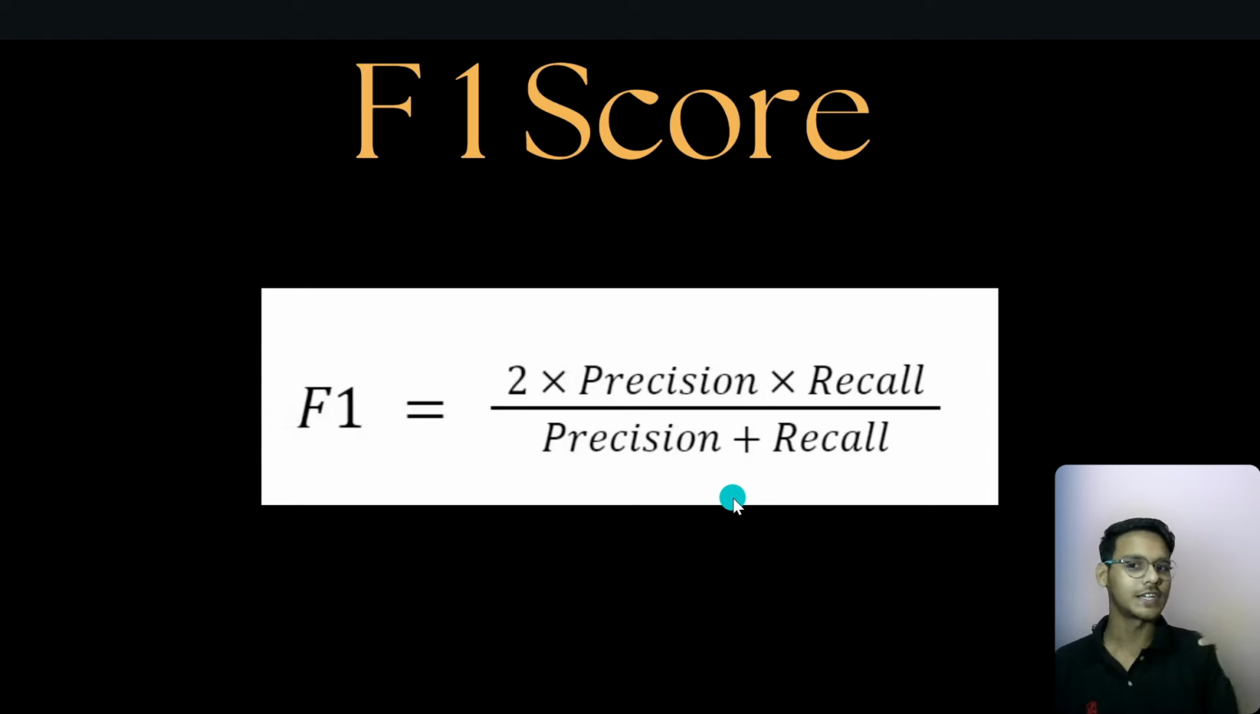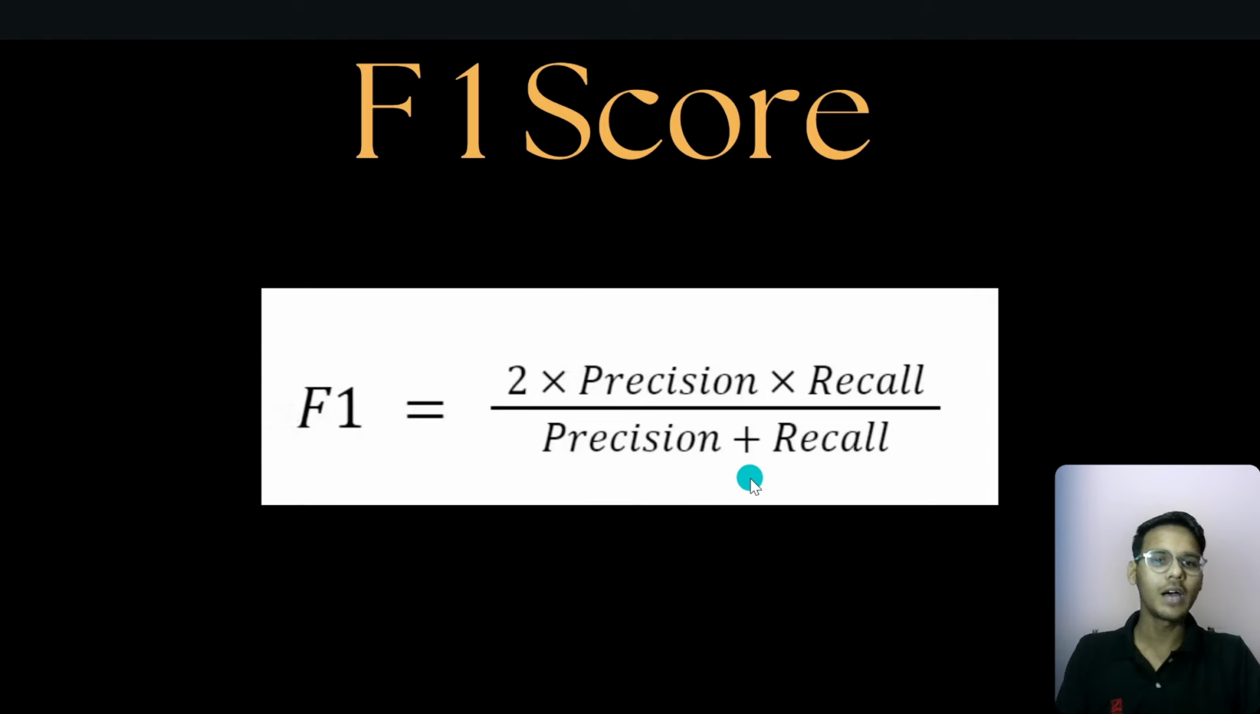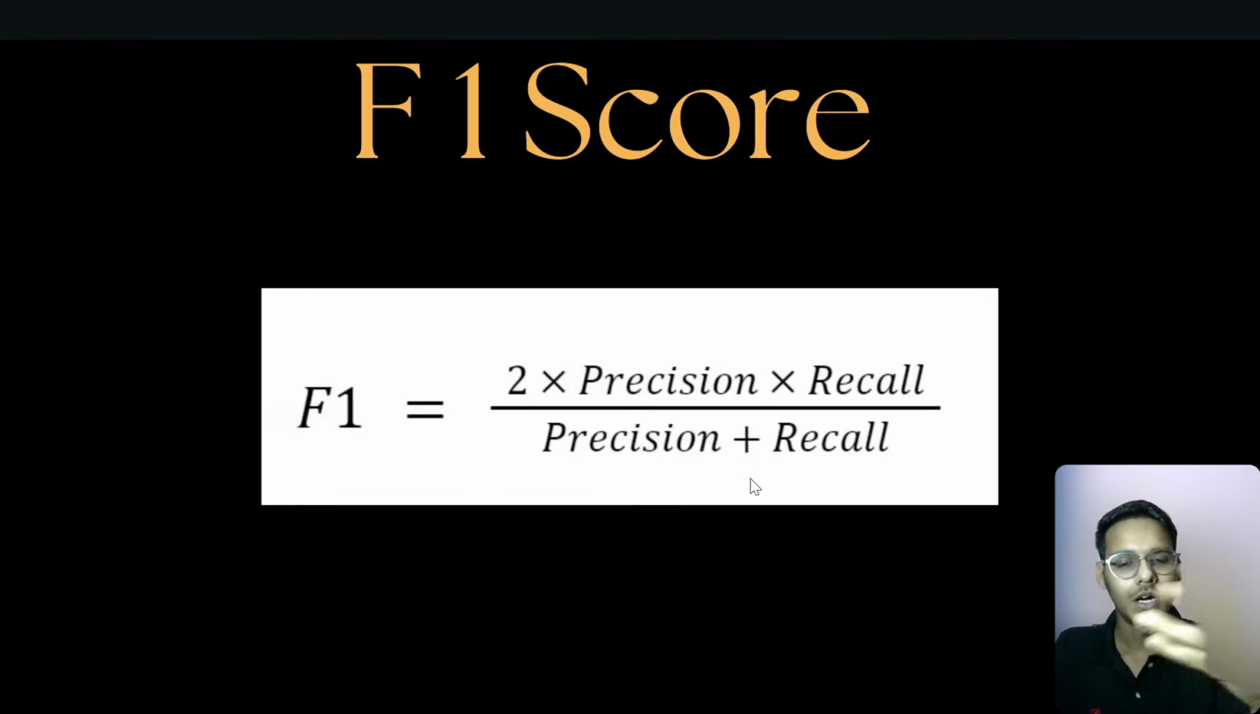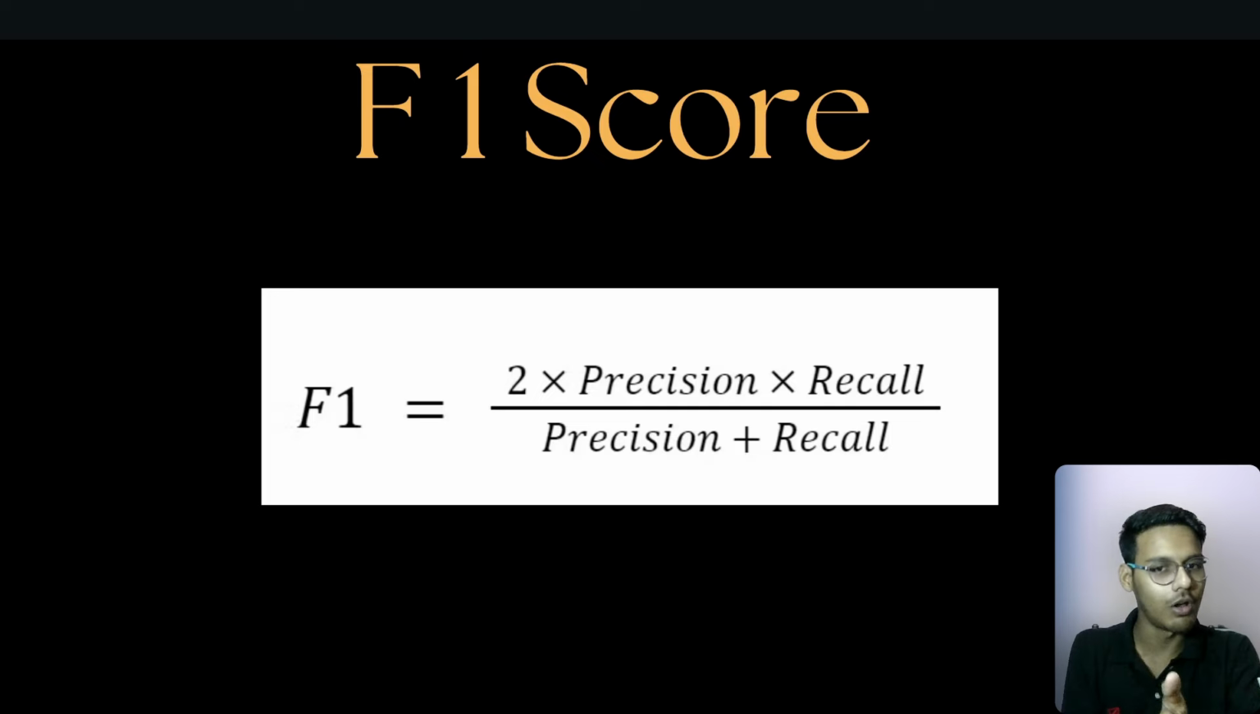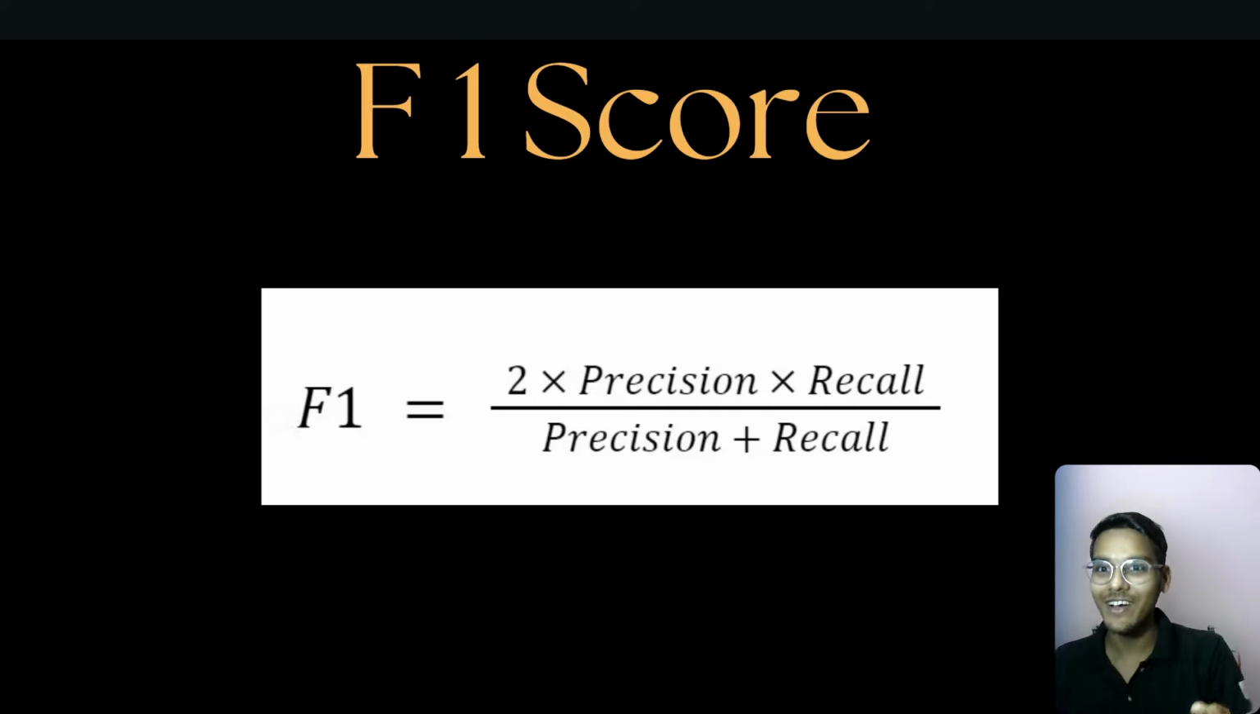Now, the F1 score. F1 score has this formula, and if you have got the precision and recall, then put them in the formula and you'll get the result. But as we are smart people, we'll get it by code. Very simple code. Okay, so let's see the code.